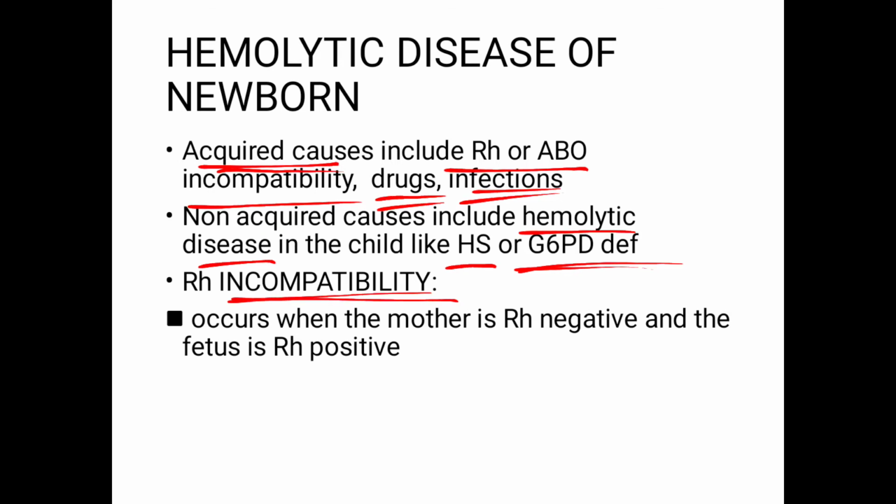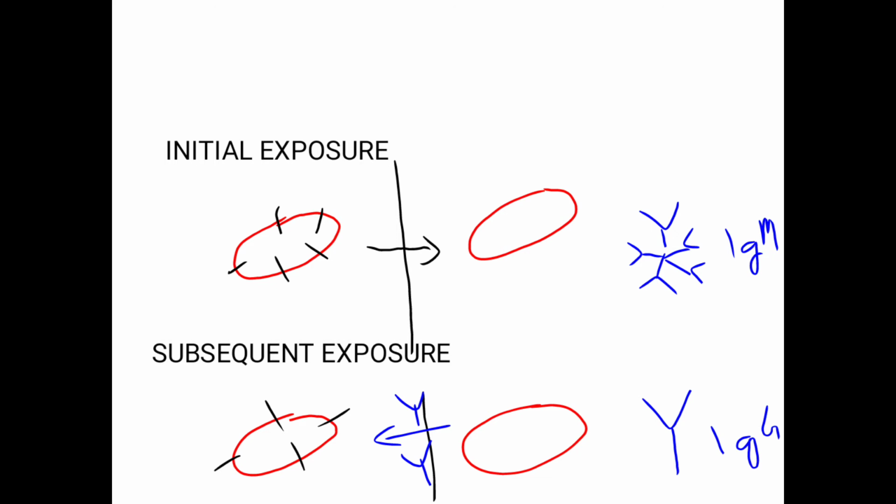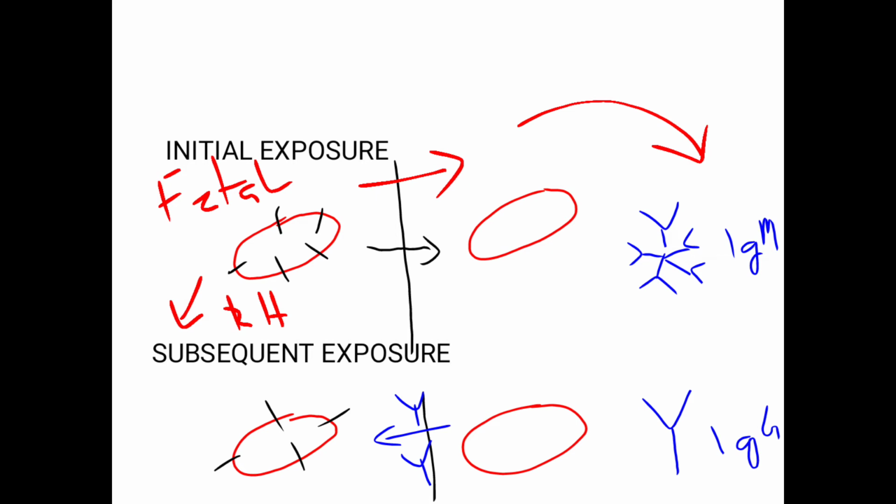Rh incompatibility. There is an incompatibility of the Rh factor. This usually occurs when the mother is Rh negative and the fetus is Rh positive. We'll be discussing the mechanism of Rh incompatibility in the slides later on. These are the fetal RBCs, and the black markings denote the Rh antigen. As a result of some sort of trauma, like during delivery or a miscarriage, these fetal RBCs gain entry into the maternal circulation and sensitize the immune system of the mother, resulting in the production of IgM antibodies.